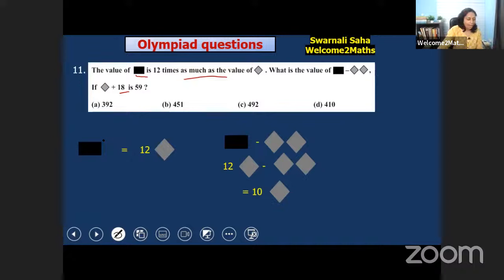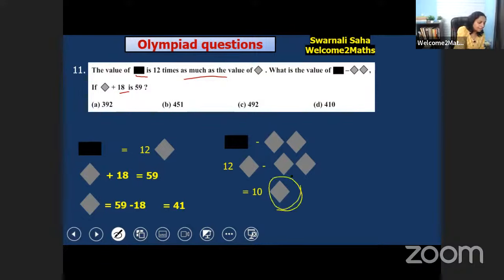Here you see 1 diamond plus 18 is equal to 59. This is also given in the question. So the value of 1 diamond is equal to 59 minus 18, and 59 minus 18 is 41. Okay. So we just have to put the value of 1 diamond here. So 10 into 41 is 410. In this way, we have to solve the question. So it's 410, and D would be the right one. Answer D is 410.